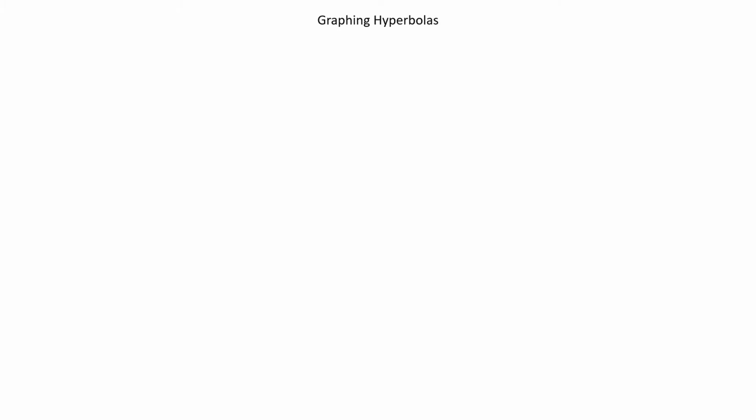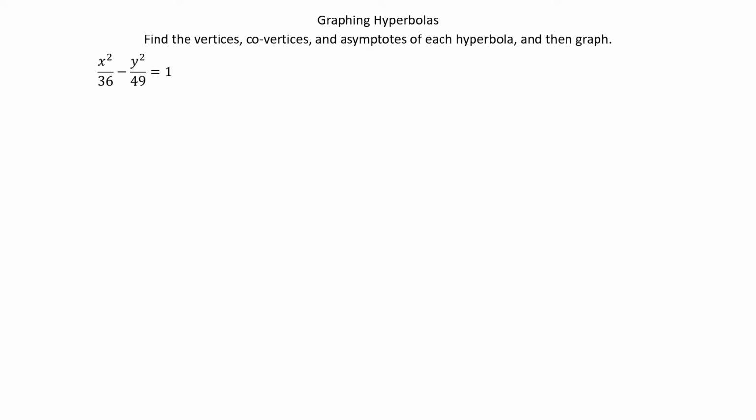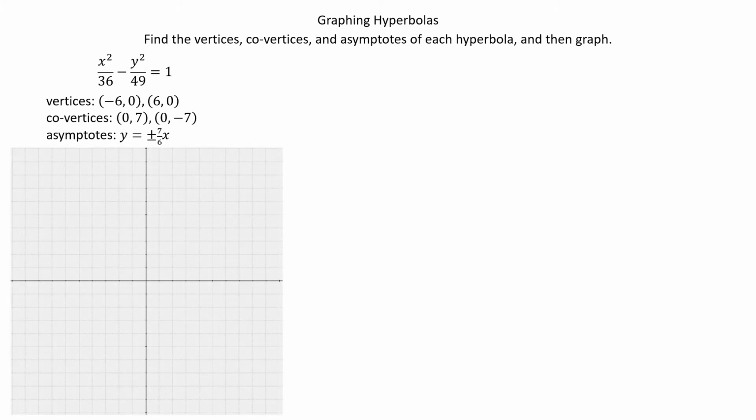Graphing hyperbolas. When I say they're very similar to ellipses, I mean they're very similar to ellipses. So if we have x squared over 36 minus y squared over 49 equals 1, we find the vertices, negative 6, 0, and 6, 0, because the center is at 0, 0. We find the covertices, 0, 7 and 0, negative 7. The asymptotes, if we need an equation for an asymptote, which it does say we need to find the asymptotes, we have plus or minus b over a times x, and then graphing it.